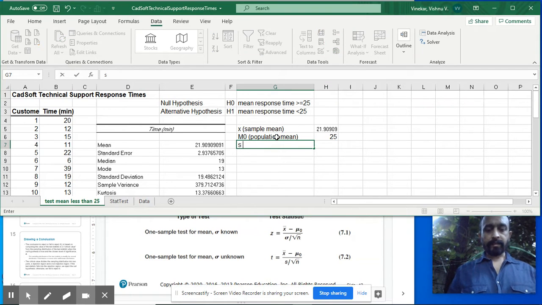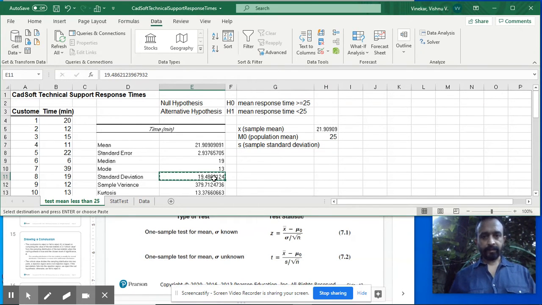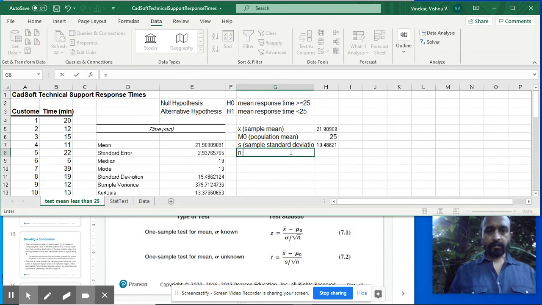And then s, which is the sample standard deviation. So let's copy that from the sample. And then n, which is the sample size.